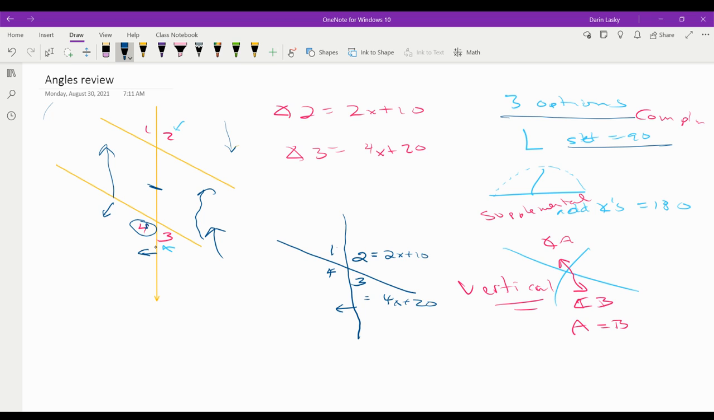Do they make a straight line where the two angles are next to each other? Angle 2 is next to angle 3, and I've got my half circle right here. And so now I can use supplemental, which means we add the angles equal to 180. So these are supplemental.